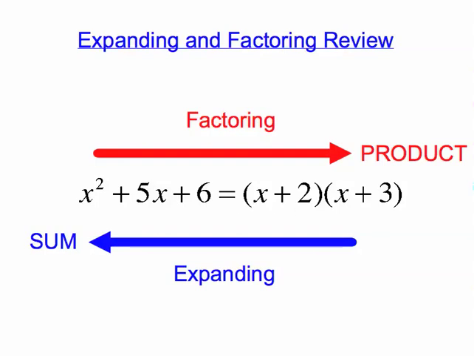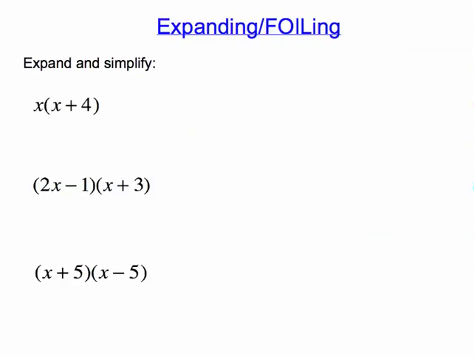Okay, let's look at expanding briefly. So expanding you might have learned before as foiling, which stands for first, outside, inside, last, and is a mnemonic for remembering how to expand binomials when they're multiplied together. So here's expanding and foiling. If you're asked to expand and simplify x times x plus 4, you're going to multiply x times x and x times positive 4, so you'll get x squared plus 4x.